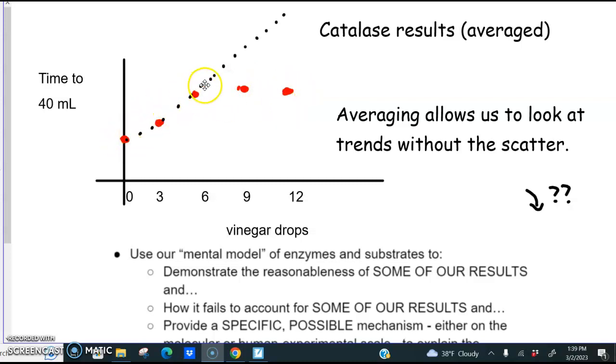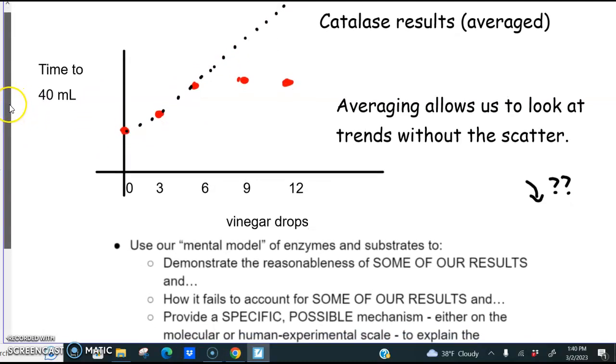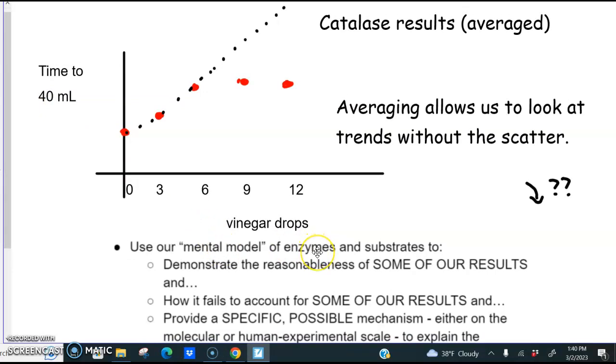The black dots represent our expectation. This is what we expected to happen. With more vinegar, more acid, more enzymes that are denatured, and fewer that are left in shape in order to break apart the hydrogen peroxide and drive that foam column up. So we expected the black dots to happen, and our mental model led us to believe that that would be true, okay? That's our mental model of how enzymes and substrates work together. That's how we got to that expectation, okay?